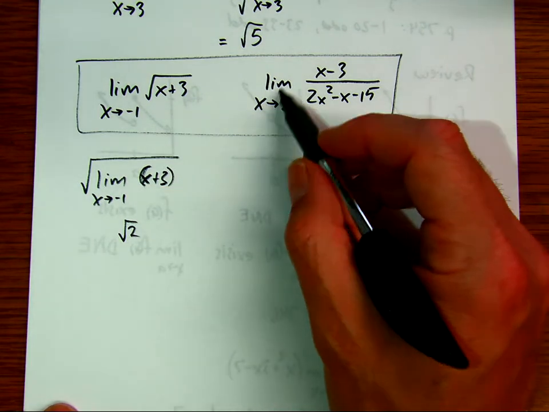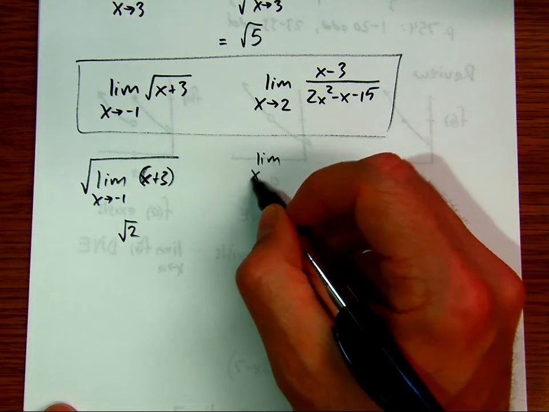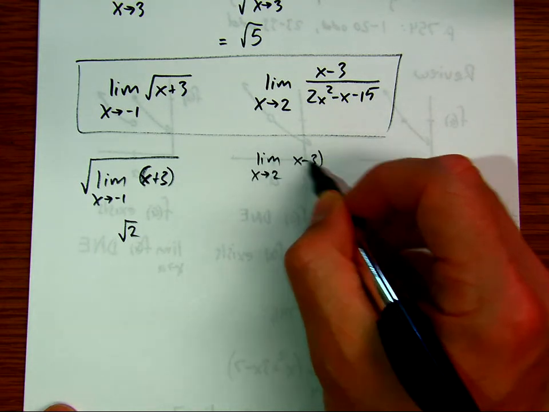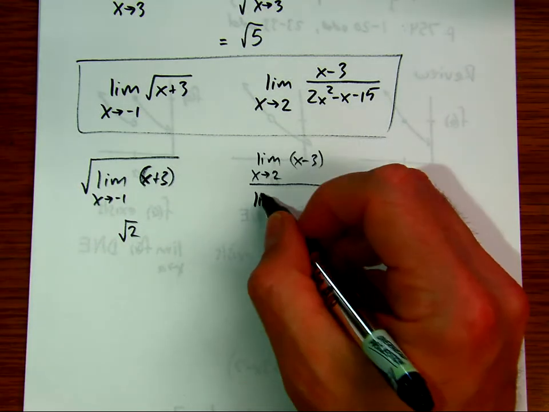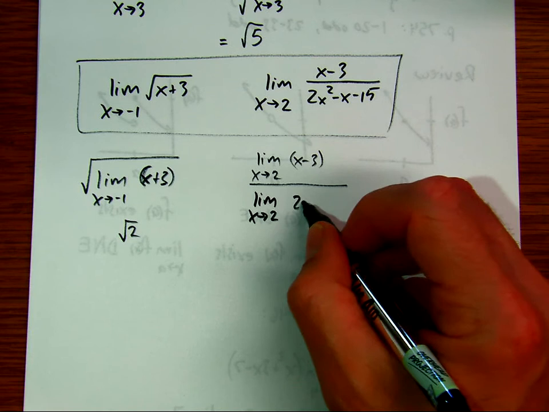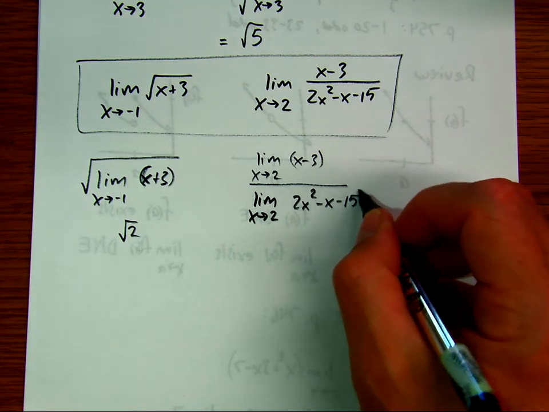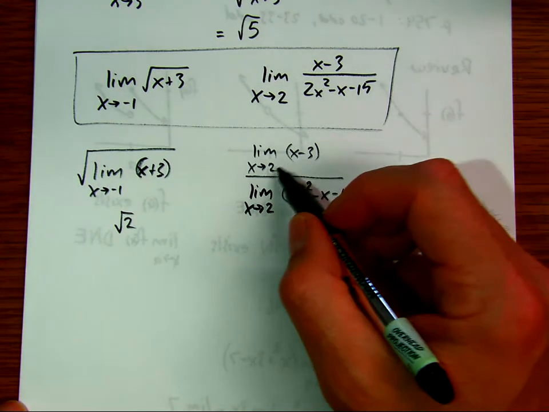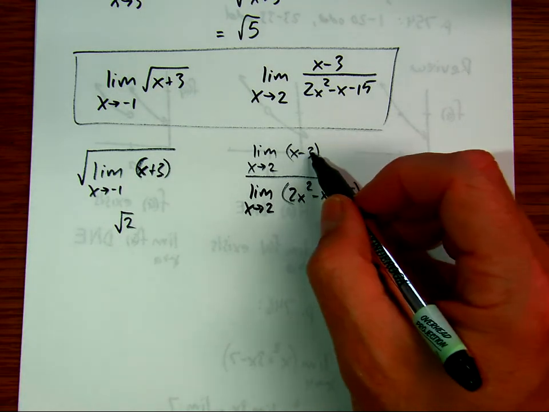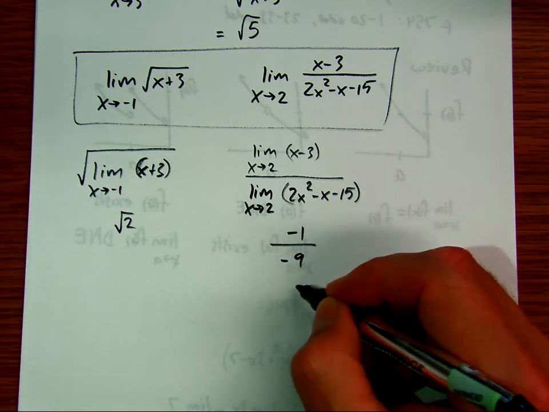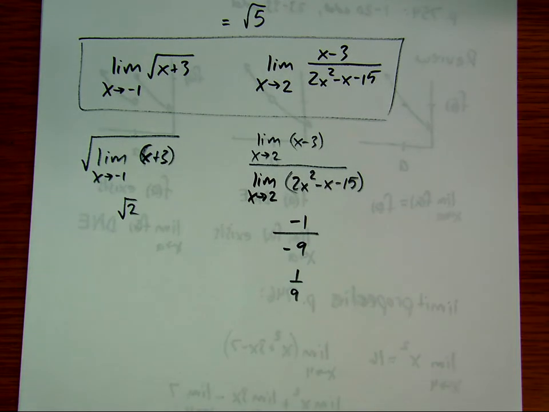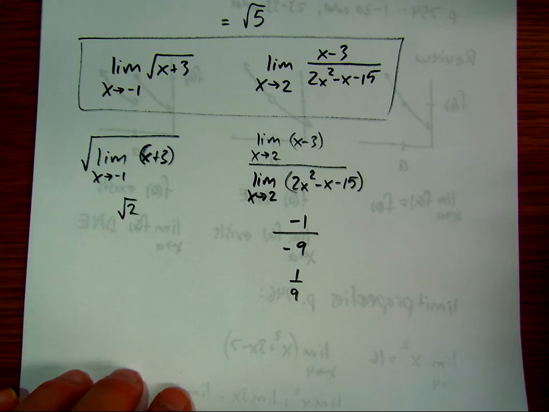Here we can do the limit of the numerator. The limit of the denominator. Just by substituting a 2. Now we have 2 minus 3, -1. Put a 2 in here, we get -9. So the limit is 1/9. All right, so there's not much algebra there, or maybe no algebra.